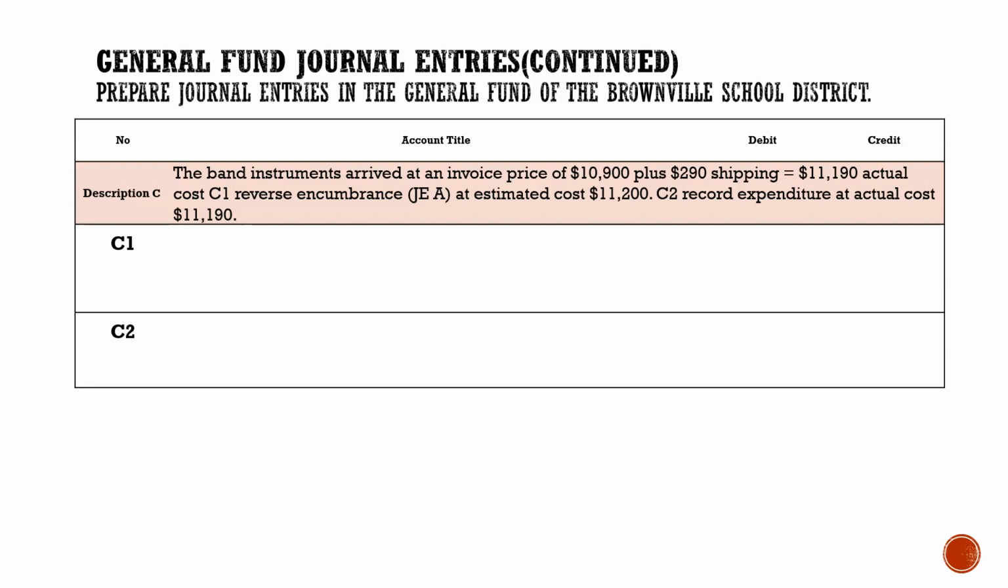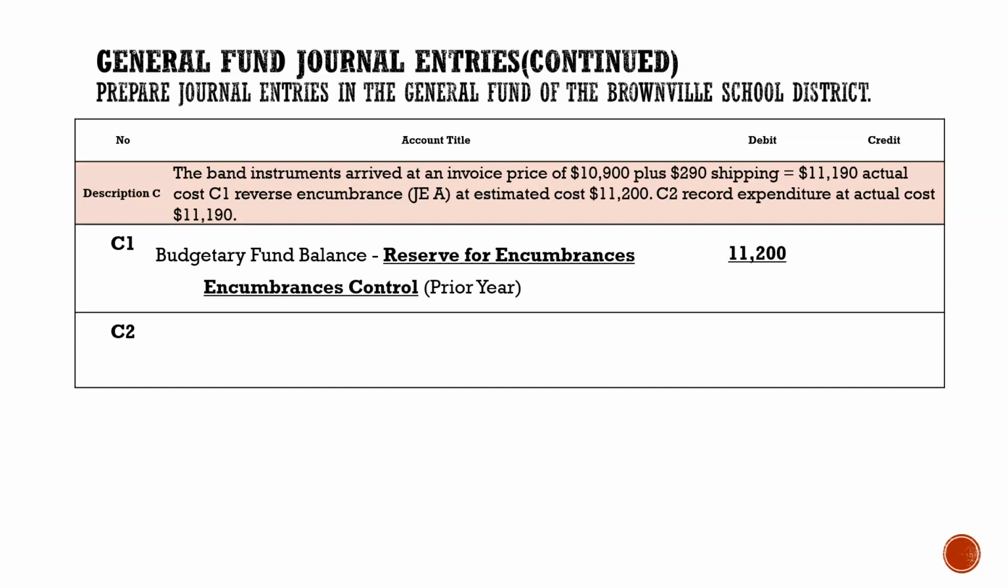It is very, very important that when you are unencumbering funds, you unencumber at the estimated cost, not the actual cost. We'll record the expenditure at actual cost in the second journal entry here. So we're going to reverse the first journal entry. Okay, and it simply is a reversal. The credit becomes the debit and the debit becomes the credit. So we're going to debit that budgetary fund balance to decrease it for the estimated amount. Remember, when we're unencumbering, we unencumber at the estimated amount. Very important that you do that.